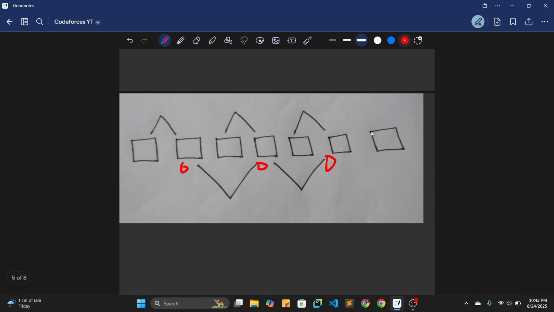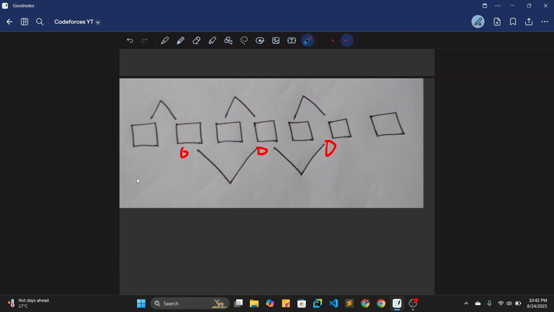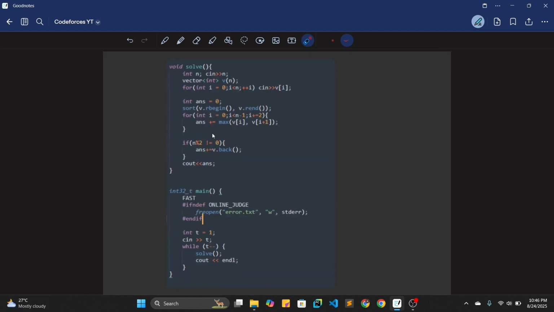And then for the last element, if the number of villagers is odd, we make a connection between the last villager and any villager that has a grumpiness of zero. So the total number of emeralds that we will need is the emeralds for the first six villagers, plus the grumpiness of the last villager.